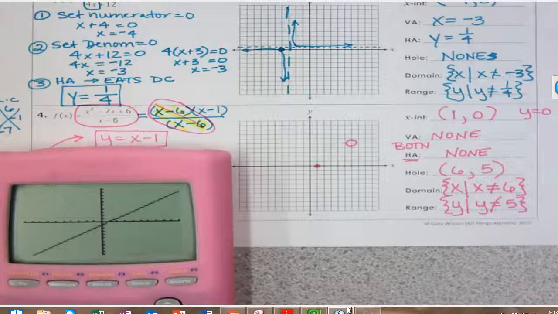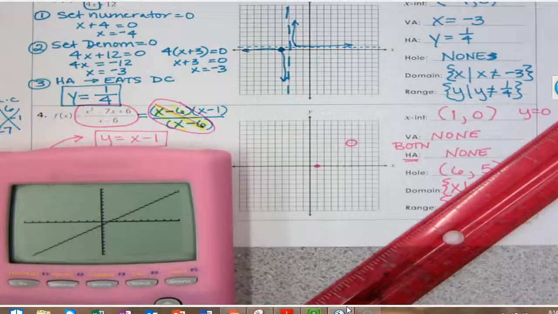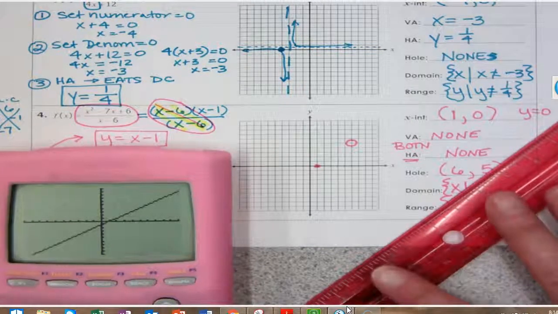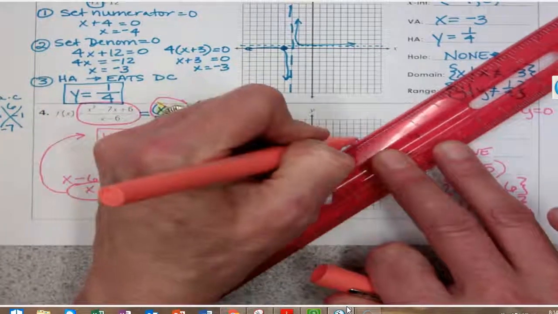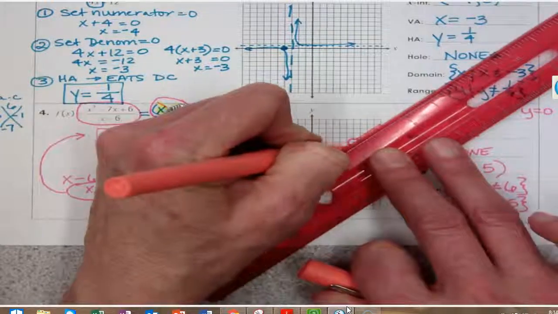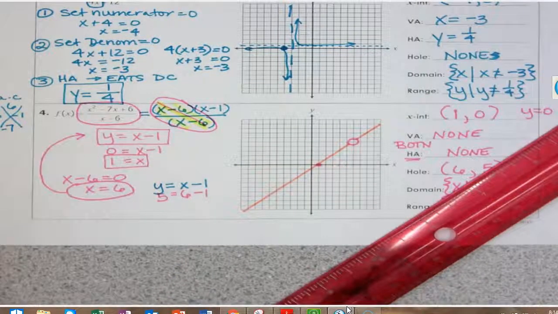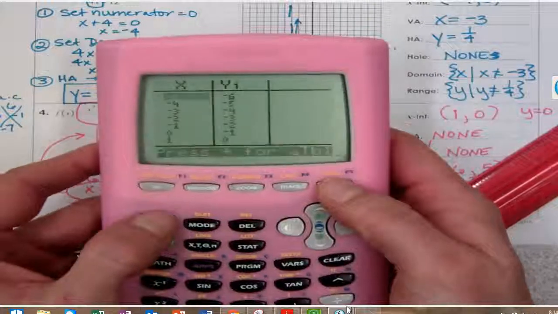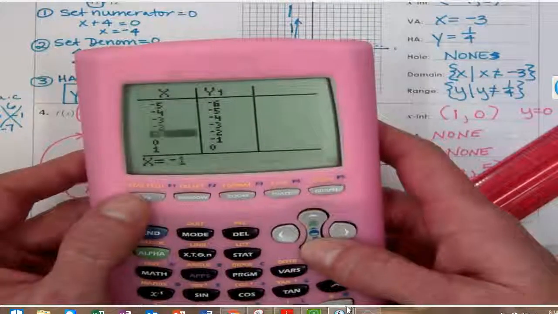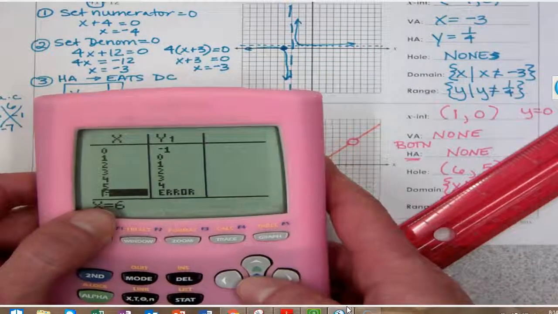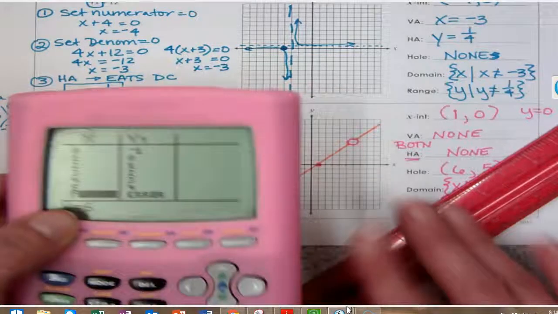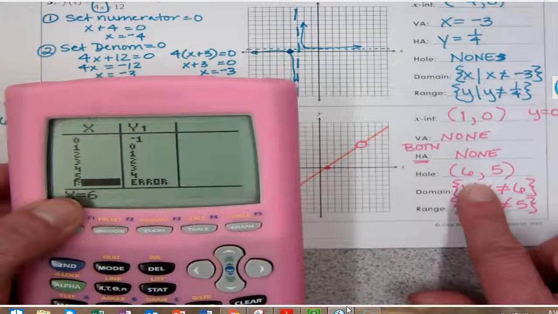It's a straight line. So I'm going to take my ruler, and when I'm drawing this straight line, I'm going to leave the area of that hole untouched. And I'm going to go and look at my table and notice, okay, straight line, that's fabulous. And at x equals 6, it says error, as it should, because my hole is at x equals 6.